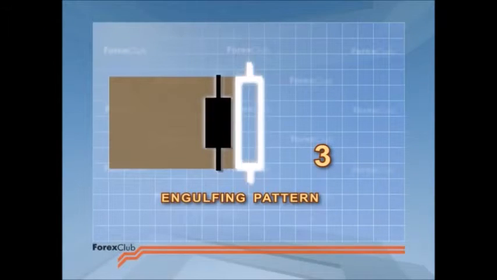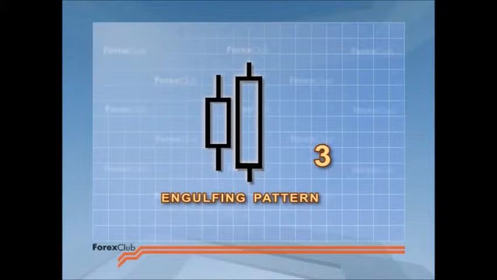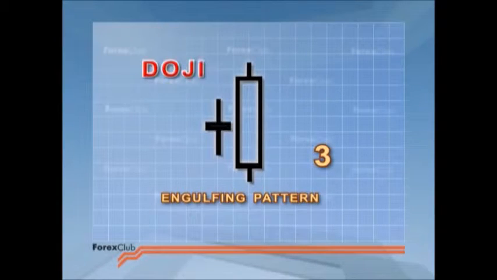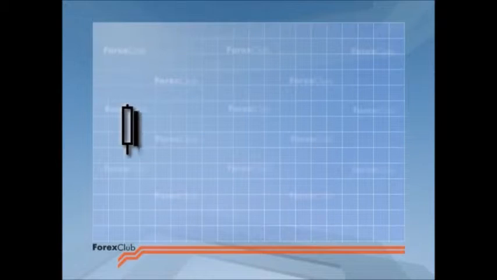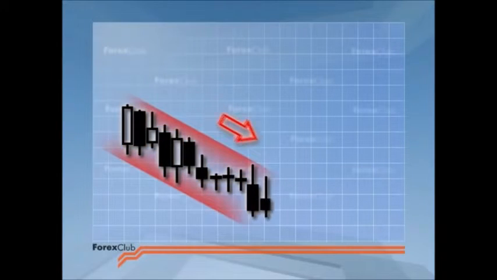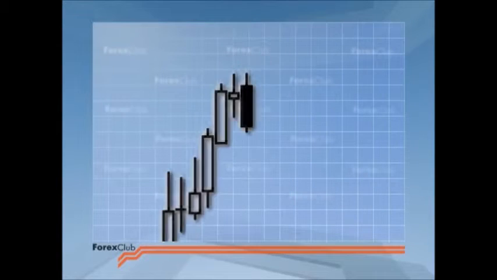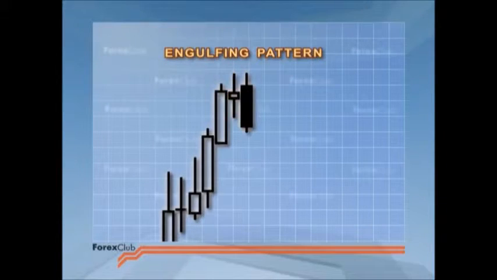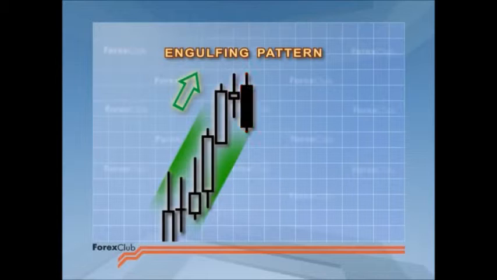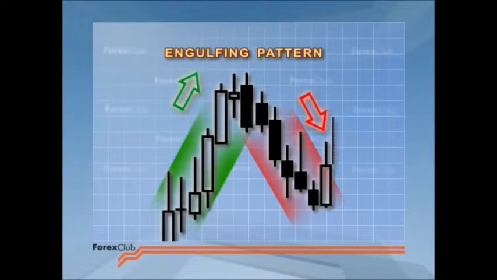3. The bodies should be different colours. The only exception here is if the first candlestick is a doji. So, if at the end of a marked downtrend we get a black candlestick which is in turn engulfed by a long white body, then there is our engulfing pattern reversal signal. Similarly, at the top of an uptrend, a white candlestick engulfed by a large black gives us a bearish engulfing pattern.